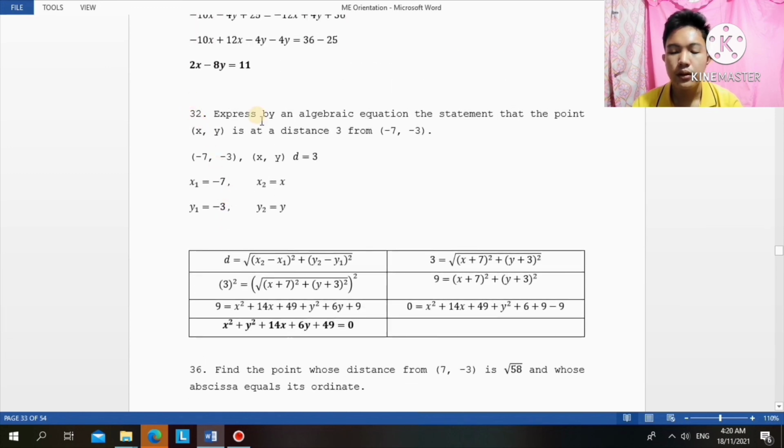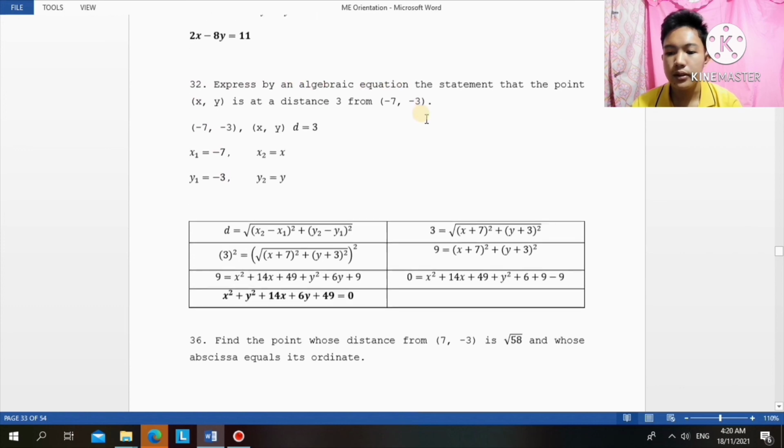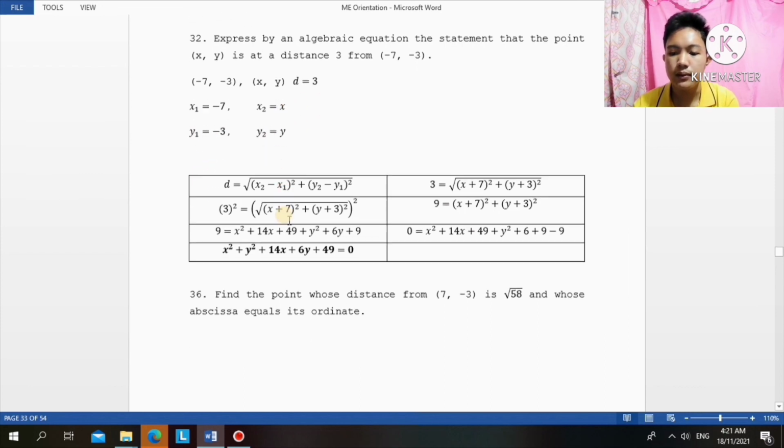So, 32. Express by an algebraic equation the statement that the point (x, y) is at a distance 3 from (-7, -3). So, our point is (-7, -3) and (x, y). So our distance is 3 units. So our x sub 1 is negative 7, then y sub 1 is negative 3. So our x sub 2 is equal to x, then y sub 2 is equal to y.